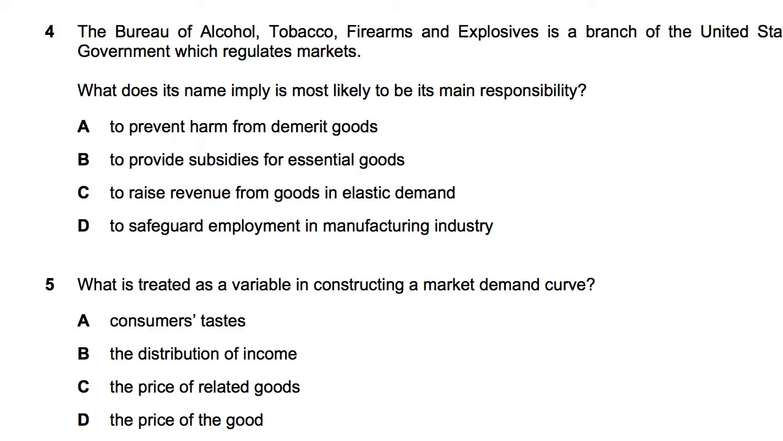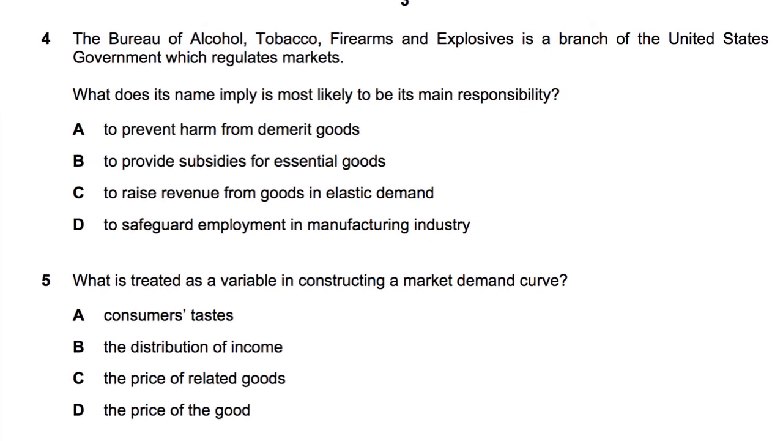The Bureau of Alcohol, Tobacco, Firearms and Explosives is a branch of the United States government which regulates markets. What does its name imply is most likely to be the main responsibility? Well, clearly when you have alcohol, tobacco, firearms, and explosives in one sentence, this means that they are all what we call economic bads, and therefore they must be harming the society. We call such economic bads demerit goods. So to prevent harm from demerit goods, you have these kinds of departments.